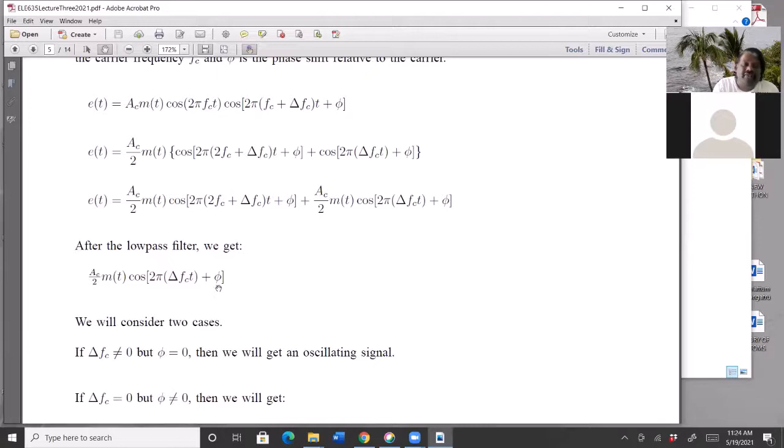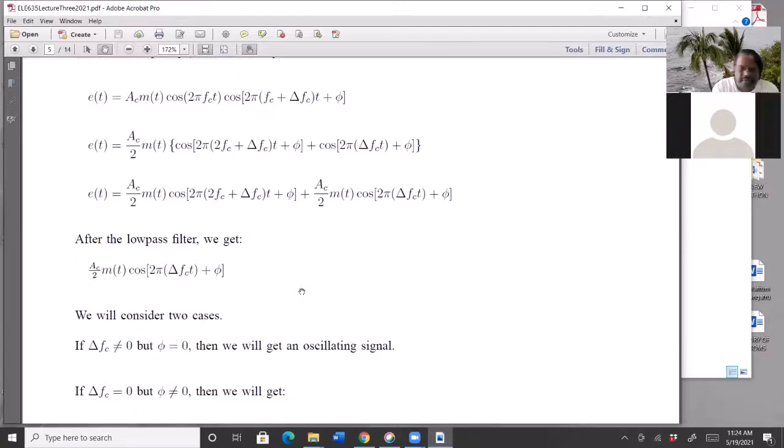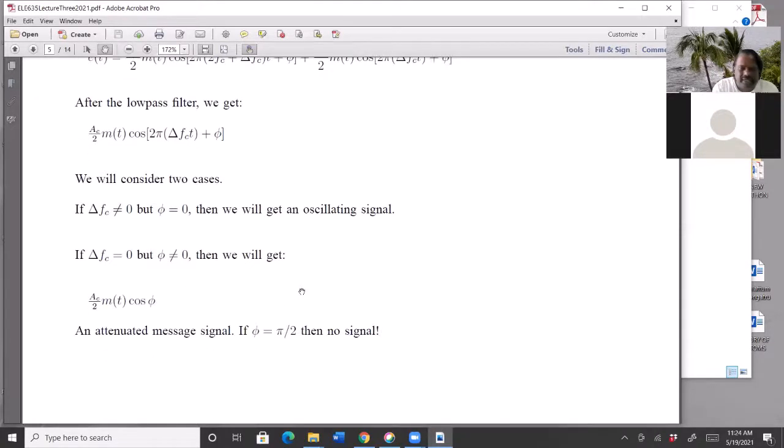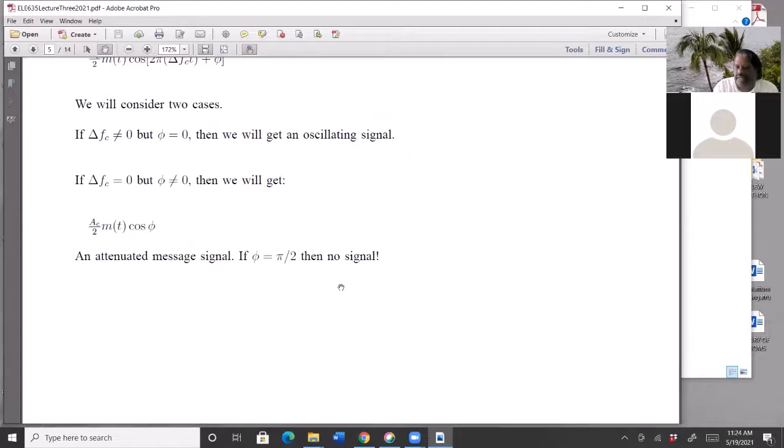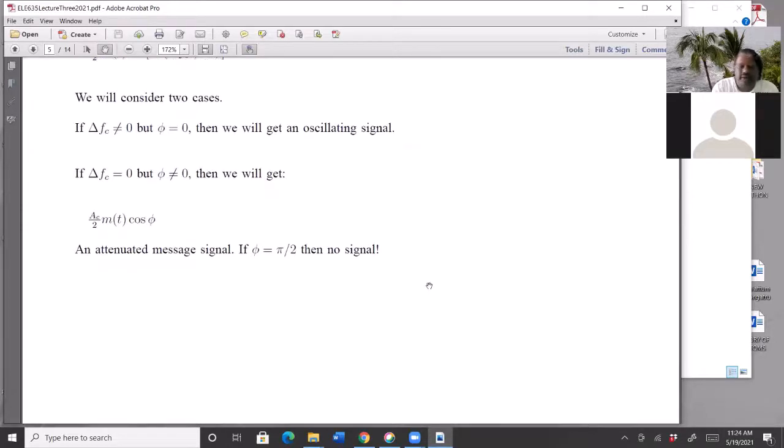But what if phi is 90 degrees? If phi is 90 degrees, then cos phi is 0. Cos pi over 2 is 0. You multiply the message signal by 0, you don't get anything. So your radio will be silent, no signal. All right, guys? Okay.